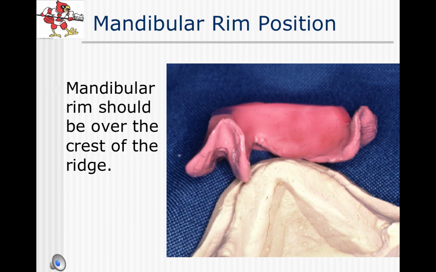The mandibular wax rim should be positioned over the crest of the ridge and be approximately 8 millimeters in width at the posterior area. The rim looks pretty centered on this particular slide, except it might be a little bit labial in the premolar area. The rims should converge to the occlusal. The material shown in this slide for the base plate is shellac, which is a thermoplastic material, for your information.